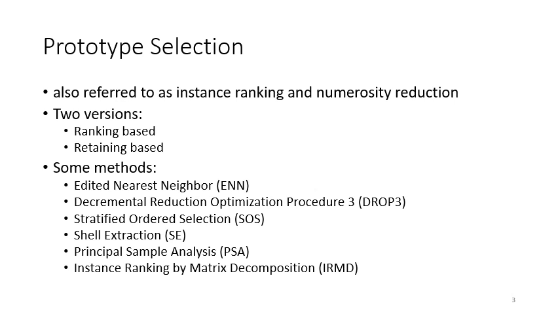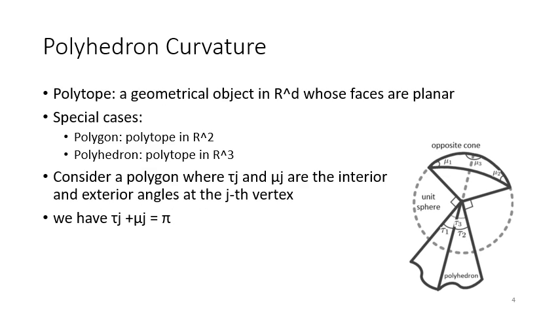In PSA, regression of data and the scatters of data are considered, and in IRMD, the matrix of data is decomposed, and the points which are closer to the bases are considered to be more important. Now I explain our approach, our proposed method, which is based on polyhedron curvature. But before that, we review some background on polyhedron curvature.